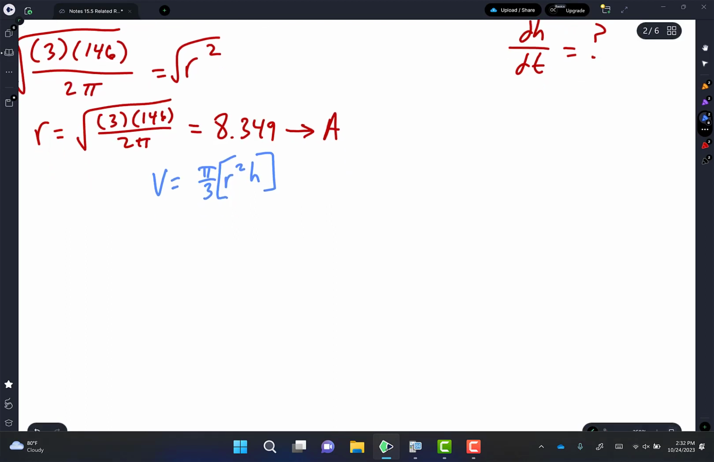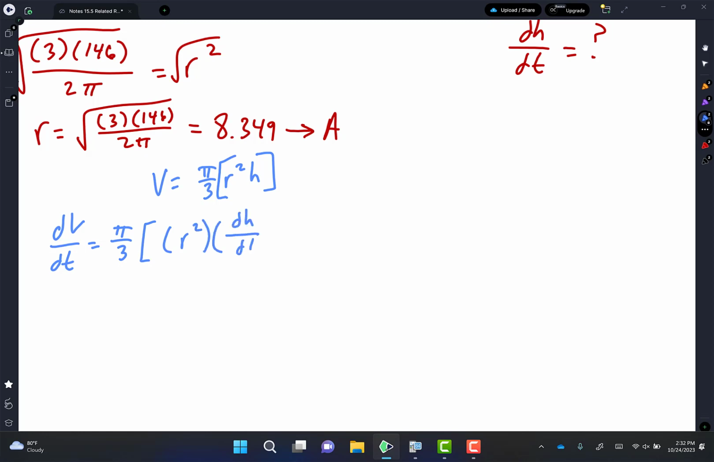So here we go. I'm going to take a derivative. dV/dt equals, leave that constant alone. Put a bracket first, so I'm going to put parentheses. r squared times the derivative of the second. What's the derivative of h? dh/dt plus second, h times the derivative of the first, 2r dr/dt. Close bracket. And I am ready.